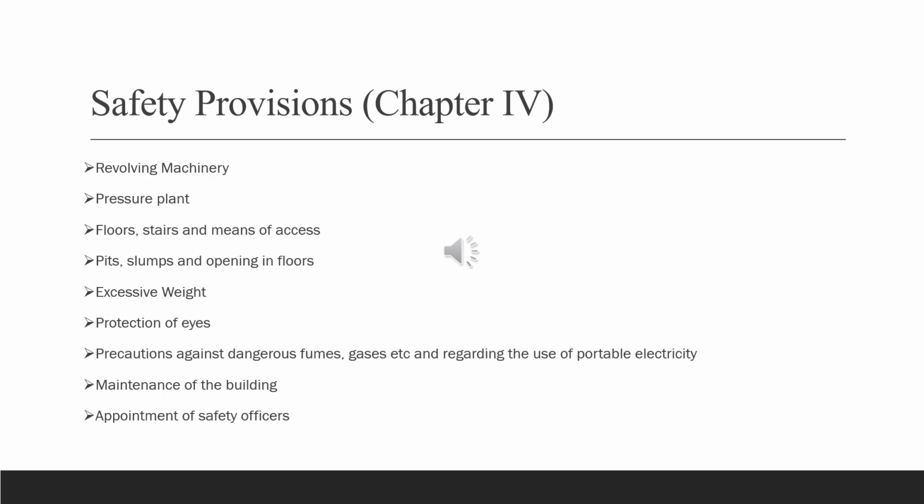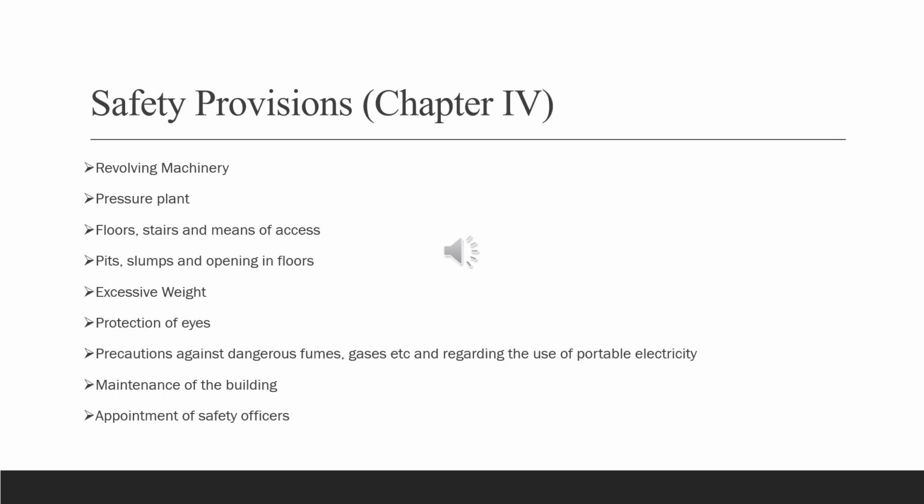No person should be allowed to enter any confined space until precautionary measures have been taken to remove any fumes or gases used in the factory.